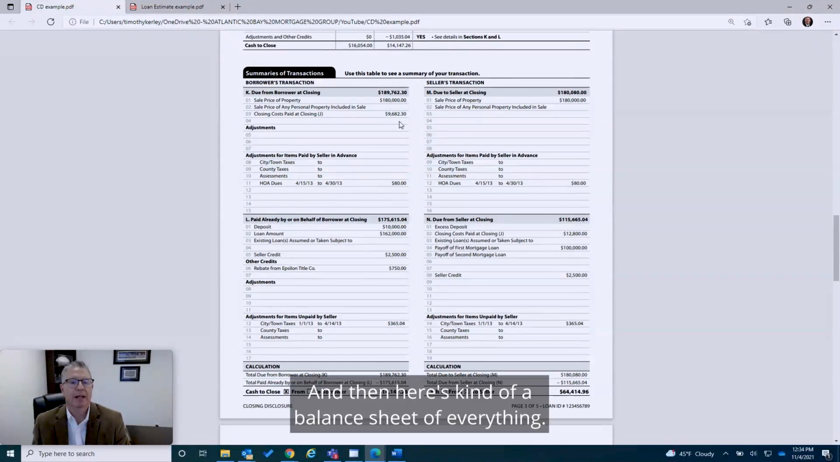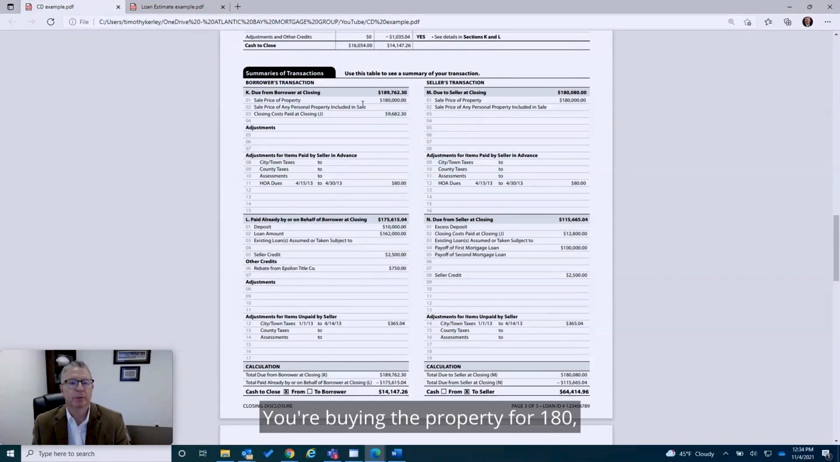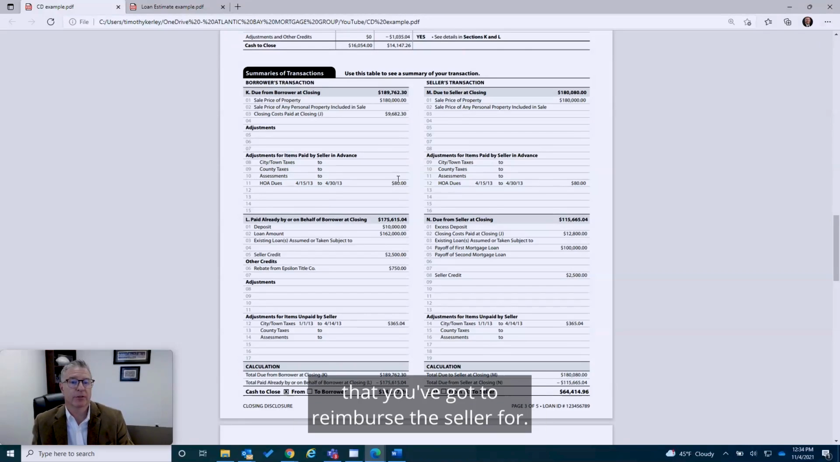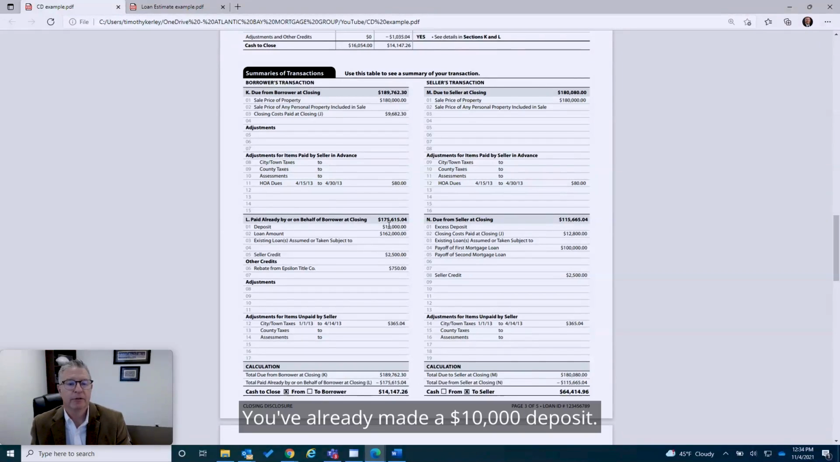And then here's kind of a balance sheet of everything. You're buying the property for $180. These are your closing costs. You've got some HOA dues that you've got to reimburse the seller for. All that totals up here. You've already made a $10,000 deposit. You've got your mortgage for $162.